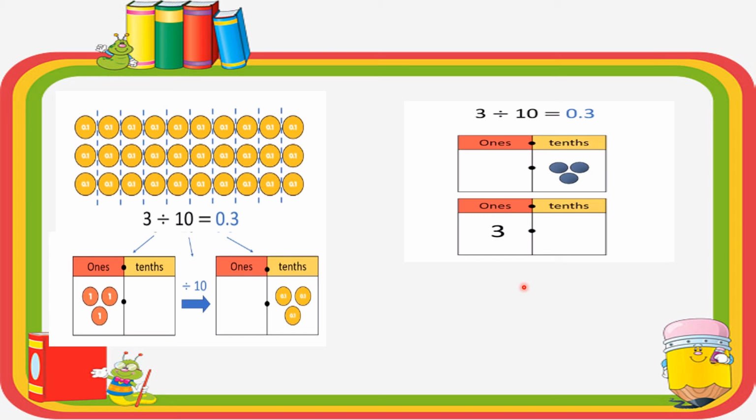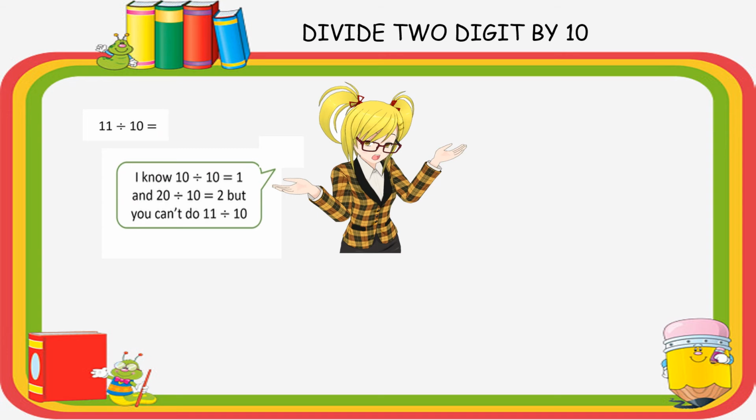Here becomes empty, and we have 0.3. Using a number is the same thing. Here becomes empty, our 3 moves here, and we have 0.3, 0.3. Hope this is clear. Okay, quickly let's look at divide 2 digits by 10.